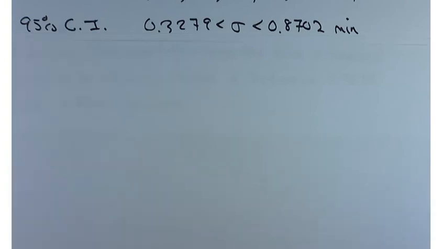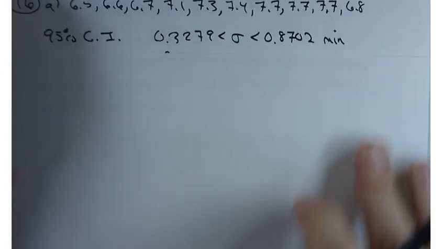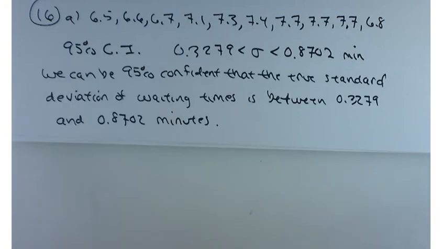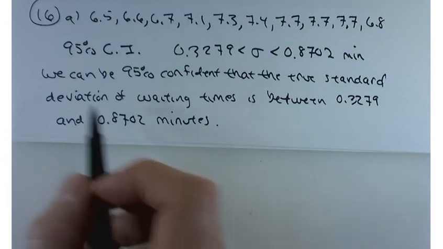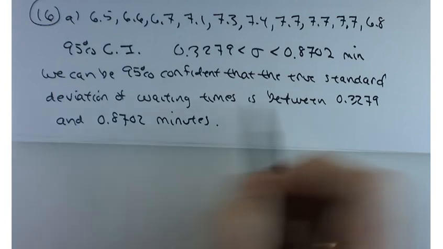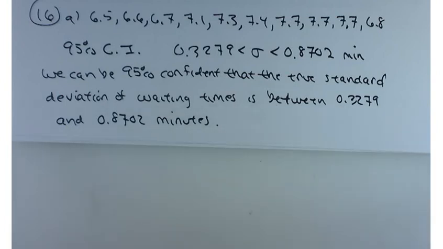Darlene, what'd you get? How should we phrase it? Perfect. Perfect. Mine's just a little bit different, but it's more or less the same thing. We can be 95% confident that the true standard deviation of waiting times is between these two numbers, and the units, of course, would be minutes.